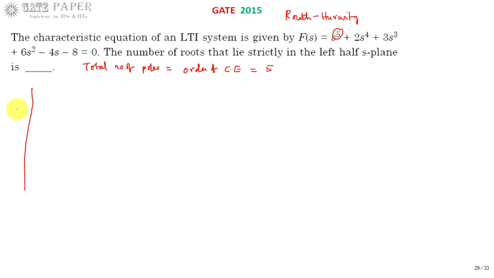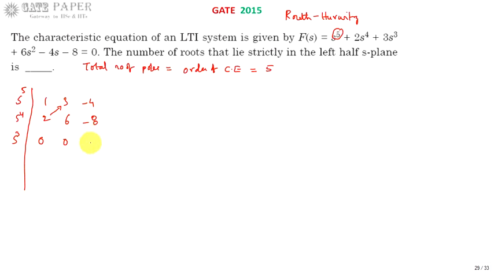So first we will apply the Routh-Hurwitz criteria, s power 5 and s power 4. Write the coefficients 1, 2, 3, 6, minus 4, minus 8. Now for the S3 row: 2 into 3 minus 6 into 1, that is 6 minus 6, divided by 2. So 0 by 2 is 0. Next, 2 into minus 4, minus of minus 8. So minus 8 plus 8 is 0, 0 by 2, so again it is 0.